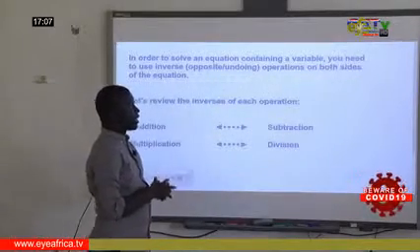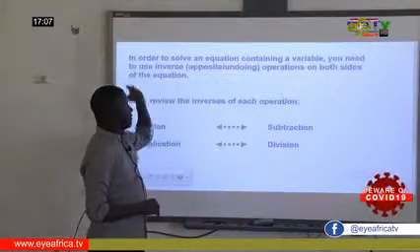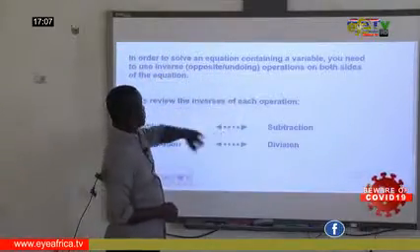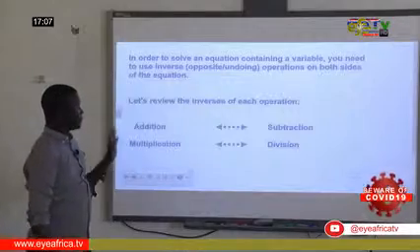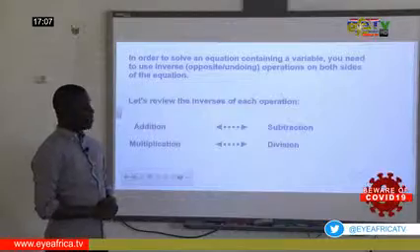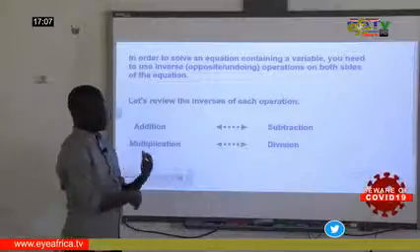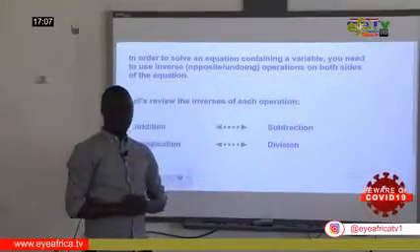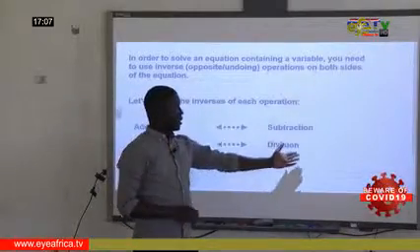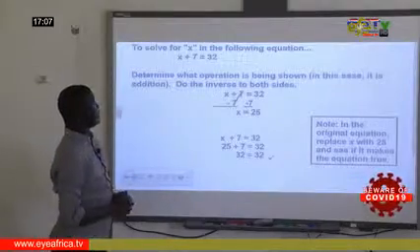Now, in order to solve an equation containing a variable, there are things that we need to do. We need to use the inverse, that is the opposite, or the undoing operations on both sides of the equation. Let's review the inverse of each of the following operations. We have addition here. The inverse of addition is subtraction, or the opposite of addition is subtraction. And multiplication, the inverse of multiplication is division. We will come to do some problems that will involve all this as we go.